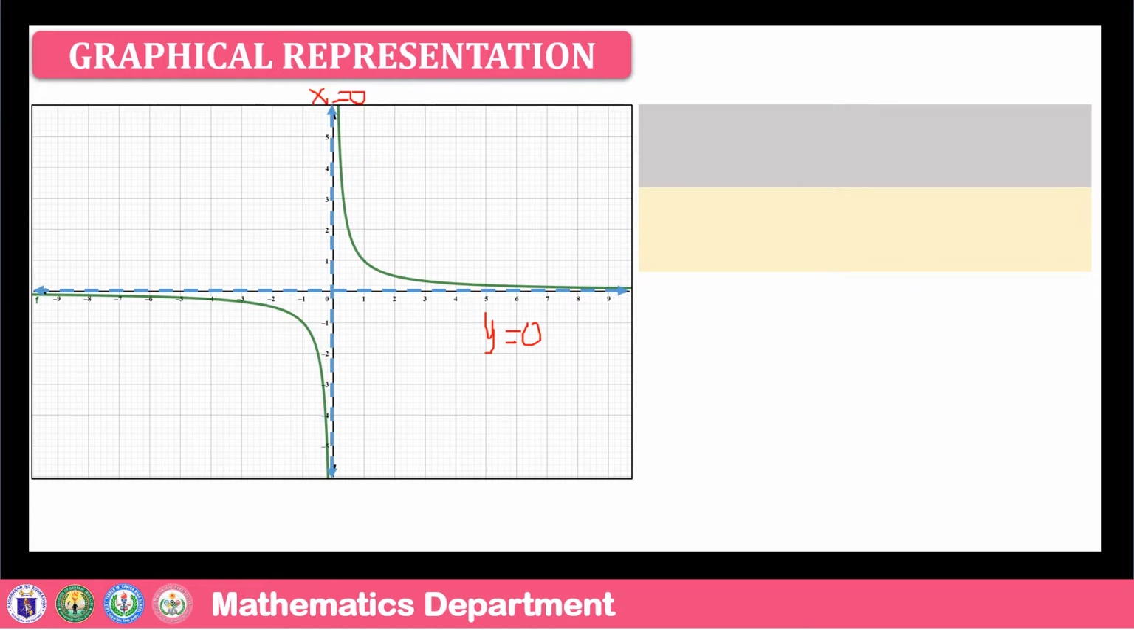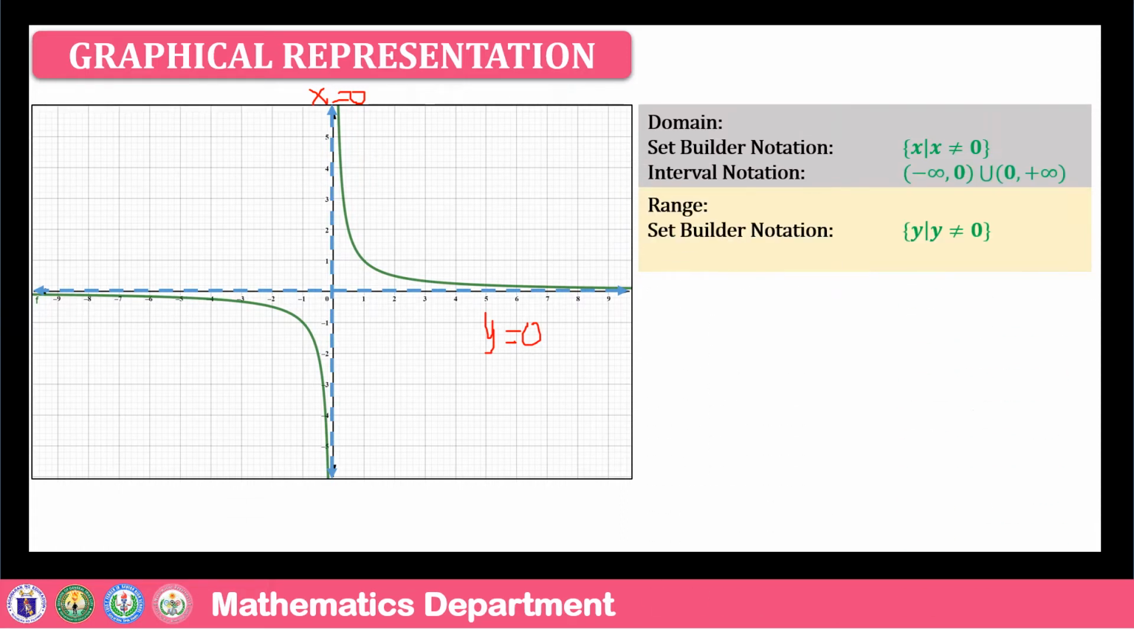So since hindi tumatama yung ating graph dito sa dalawang lines na ito, ibig sabihin yan yung ating domain is the set of all x such that x is not equal to 0 kasi nga hindi siya tumatama sa ating x and y axis. Same with our range, dahil hindi siya tumatama doon sa ating axis, so that is why ang ating magiging range ay set of all y such that y is not equal to 0.